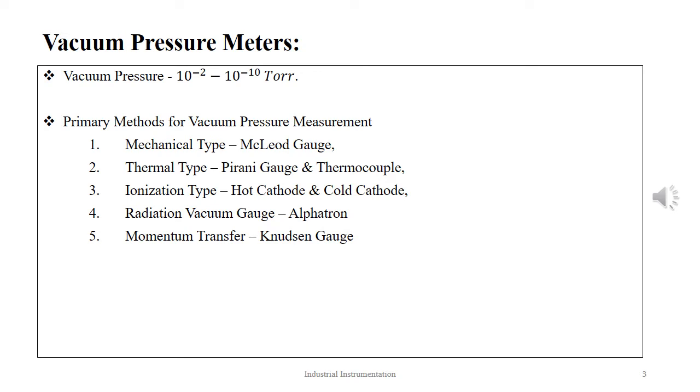Any pressure in the range of 10 to the power minus 2 to 10 to the power minus 10 torr is termed as vacuum pressure. There are main 5 types of vacuum pressure gauges, which are McLeod gauge, which is a mechanical type gauge.